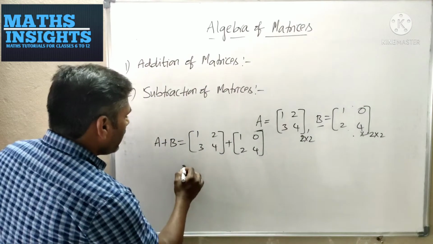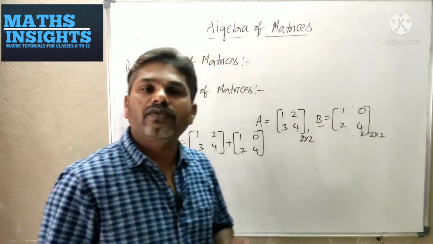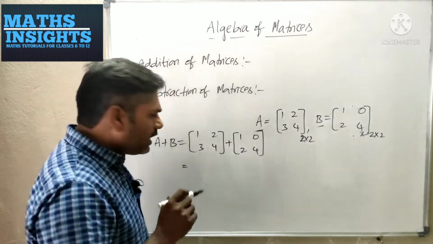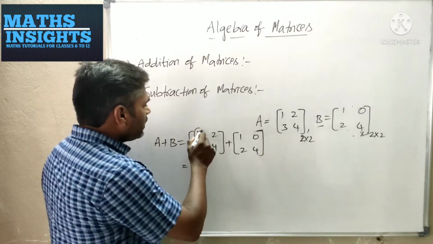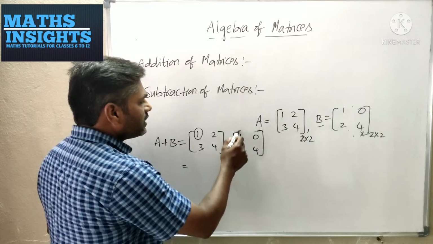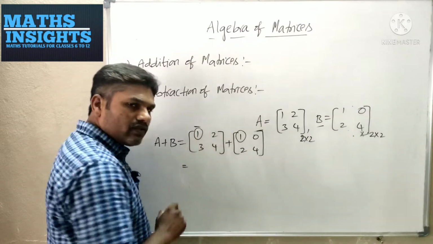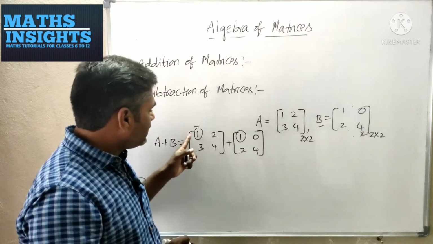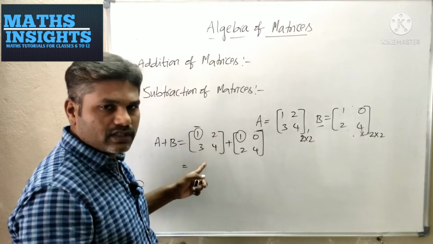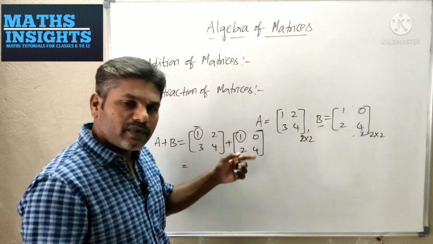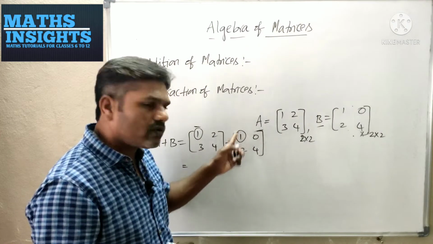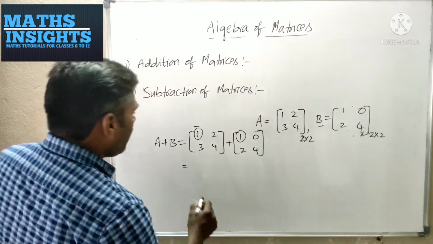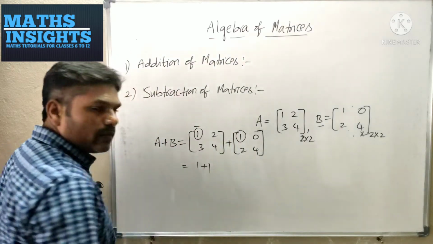You have to add the corresponding elements of these two given matrices. What is meant by corresponding element? Wherever the position of this element is, that means this element is in the first row, first column, similarly, whatever the element in this matrix, first row, first column, that is called its corresponding element. You have to add the corresponding elements.